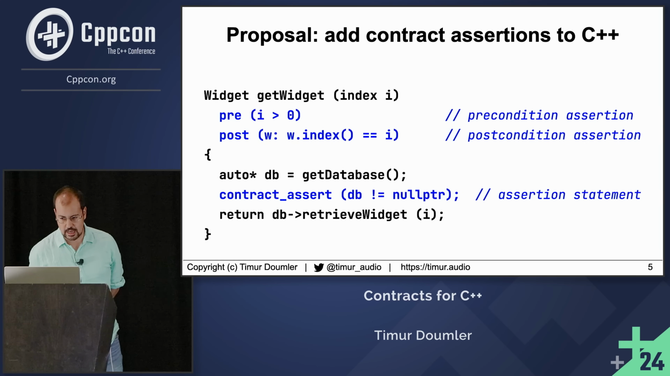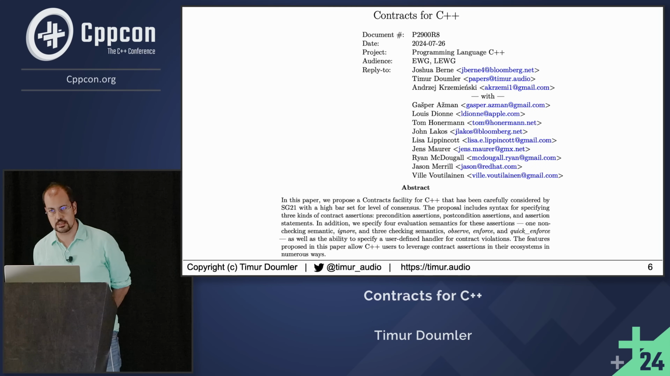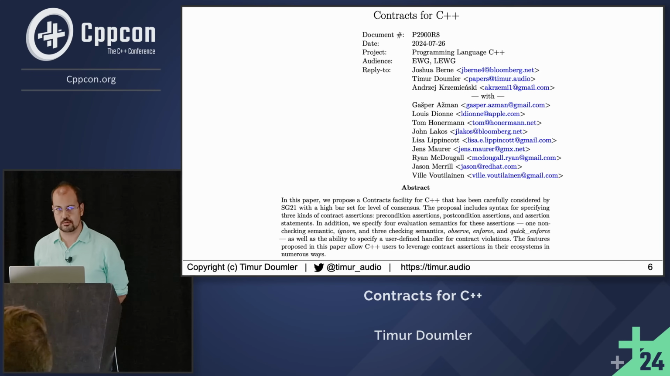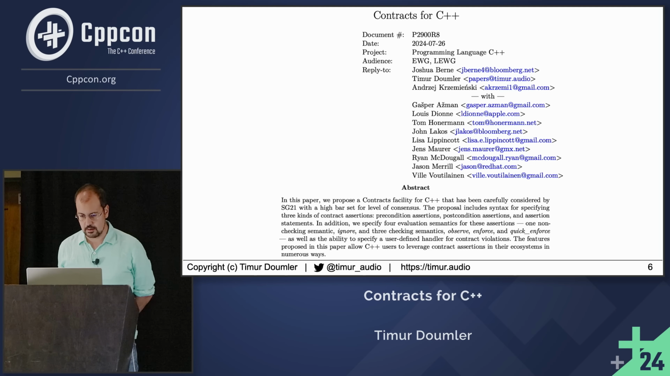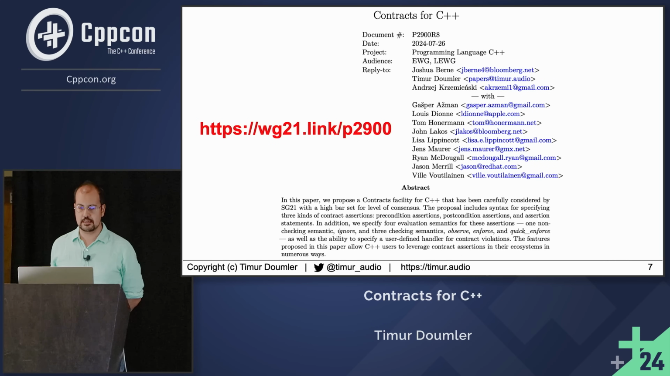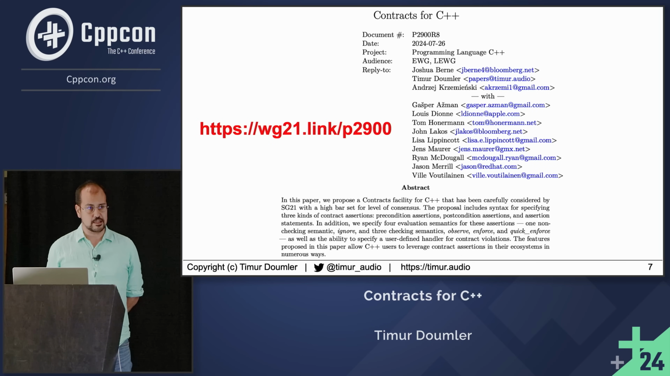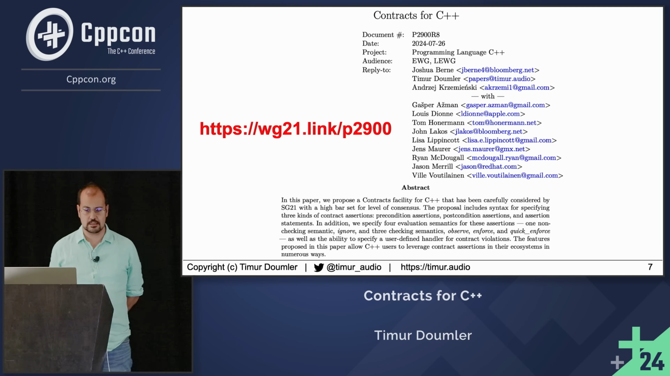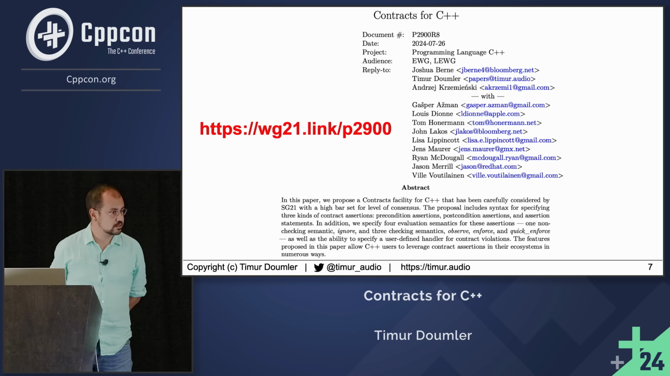All of this is a proposal for C++, which is targeting C++26. It's not formally voted into the C++26 working draft yet, but I very much hope we're going to get there. You can always read the latest version of this proposal if you put into your browser wg21.link/p2900, which is the paper number for this proposal. I'm going to have other paper numbers in this talk as well, and you can access all of them by typing wg21.link/paper number.